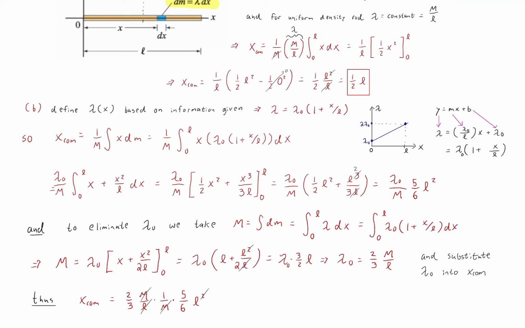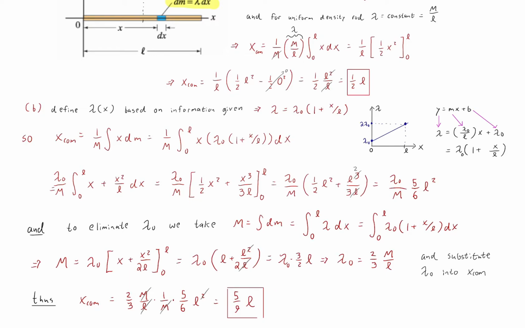Notice I've just replaced lambda naught with 2/3 m over L. So that's that right there, and that's lambda naught. See, they're all the same. The 1 over L is still there. I just pulled it off to the side. That's this 1 over L, 1 over m, that is. And then the 5/6 L squared, that's right there. So the m's cancel and one of the L's cancel. Now we finally have our answer, 5/9 L.